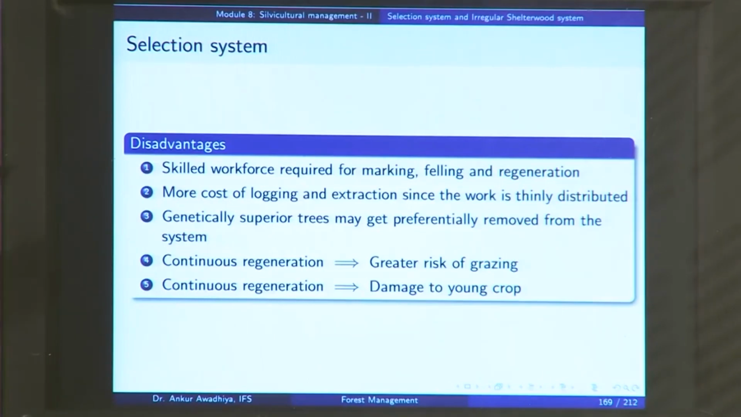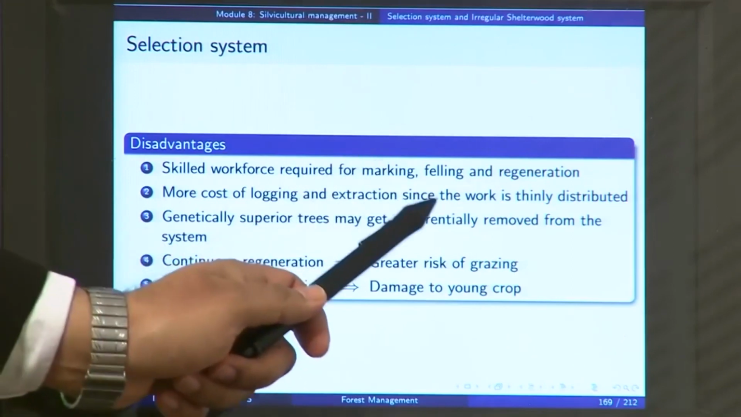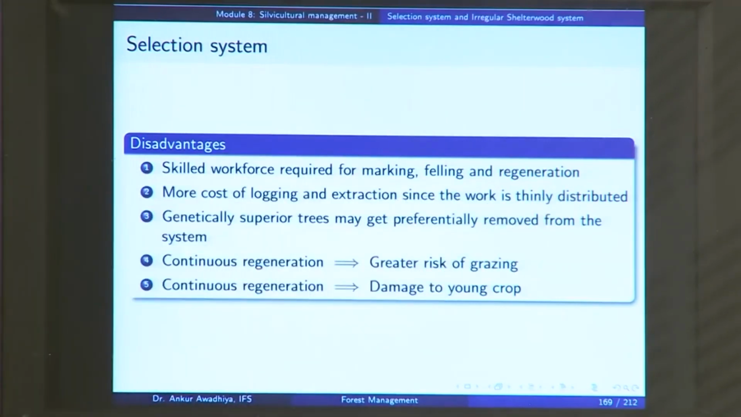There is a greater cost of logging and extraction, since the work is thinly distributed. You are not concentrating your operations in any area, you are doing the operations over the whole of the forest, which makes it much costlier as compared to, say, a clear felling system, where the work is concentrated in an area. Now, genetically superior trees may get preferentially removed from the system.